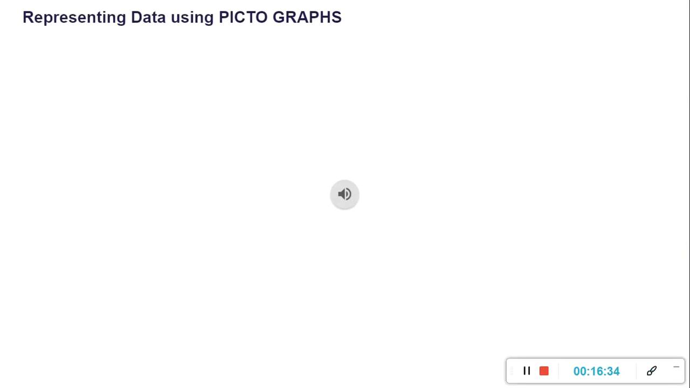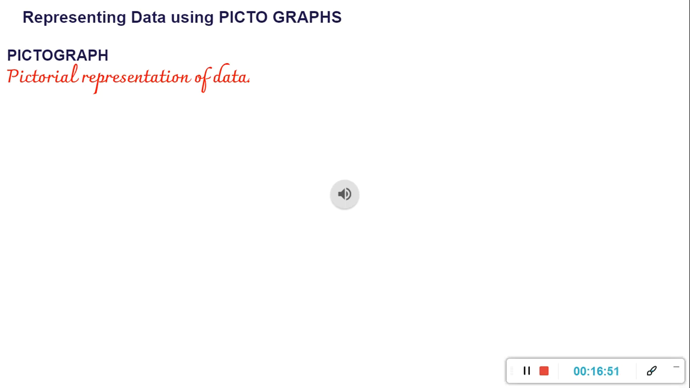Next point is graph, representing data using graphs. So the first one is pictographs. We know that so many types of graphs are there, isn't it? So the first one we are introducing is the pictograph.